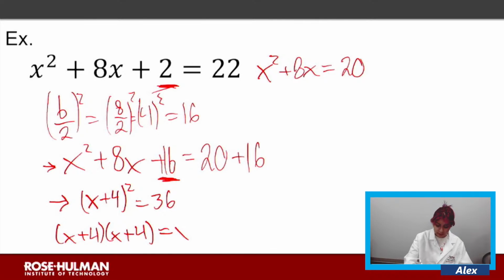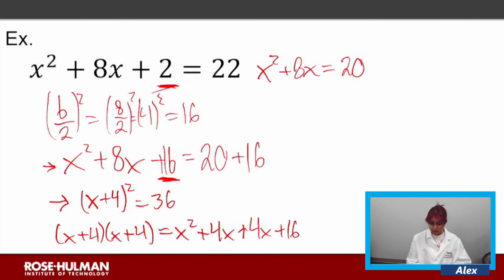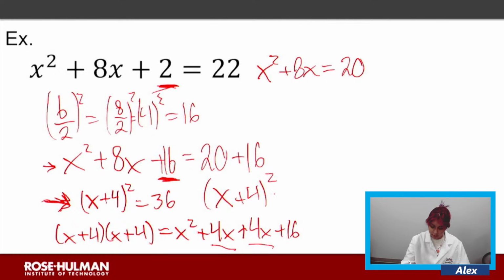Our first gives us x squared, our outside gives us 4x, our inside gives us 4x, and our last gives us 16. 4x and 4x add to 8x, so this equation is the same as what we had in the previous step. Now if we rewrite our equation into vertex form, we get (x + 4) quantity squared minus 36 equals 0.